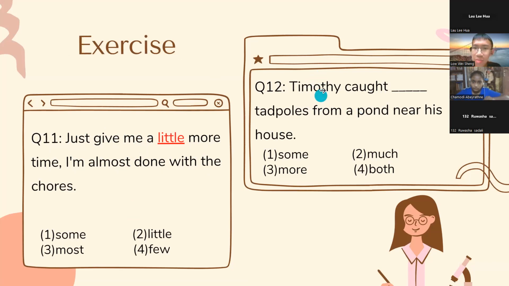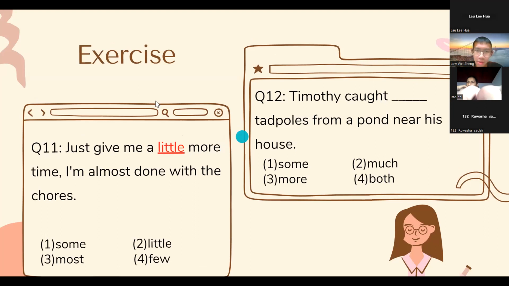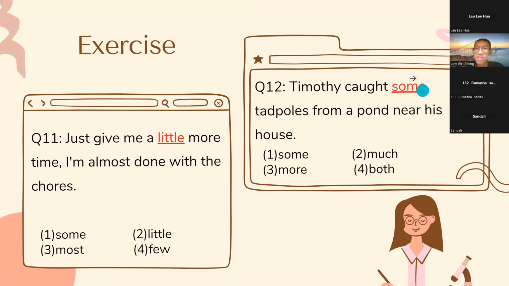Question 12. Timothy caught tadpoles from a pond near his house. Some. The answer is some. Anyone think it's any other answer? More, much, both? Okay, I'm not hearing any more responses. So general consensus is everyone thinks that it's some. And yeah, everyone's correct. So Timothy caught some tadpoles.